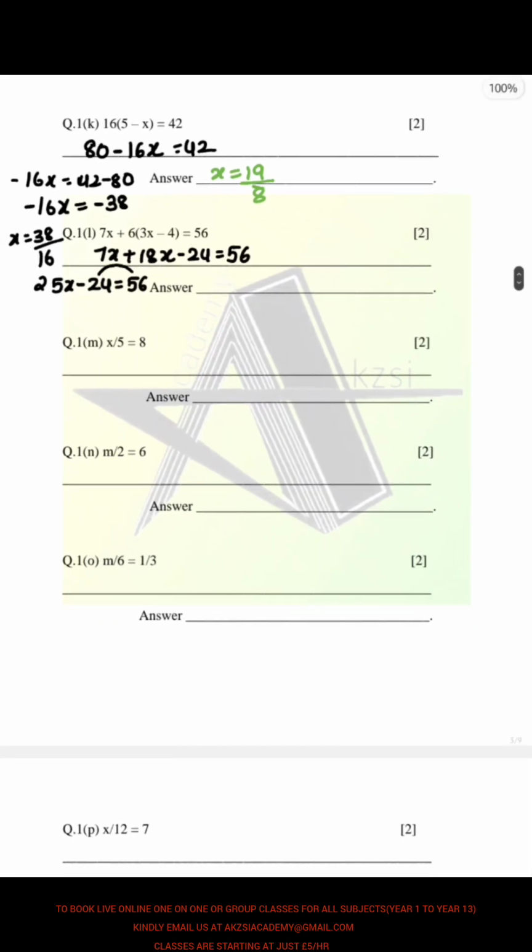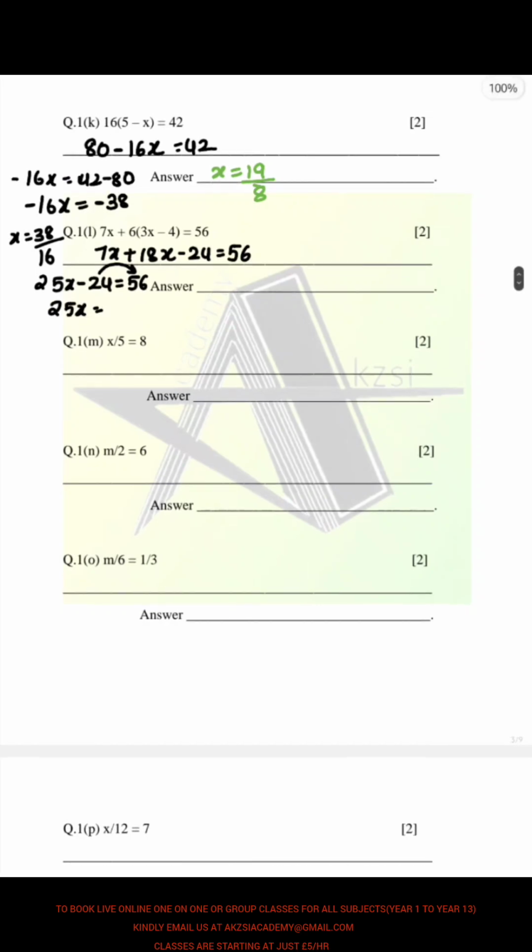Let me transpose this onto the right hand side. 25x equals 56 plus 24. This is 80. So x equals 80 over 25, which then can further be simplified. When I simplify it, it will give me 16 over 5. So x equals 16 over 5. Now comes the type of questions where you will find the fractions.